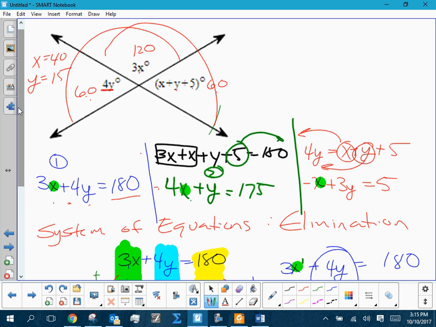If I get any other number, if I go through that math, I get x to be 39 and y to be 15. Those relationships will not exist. Okay? Prepare for tomorrow's test.